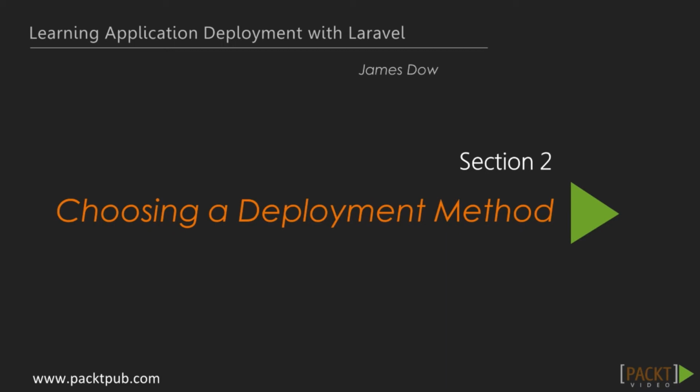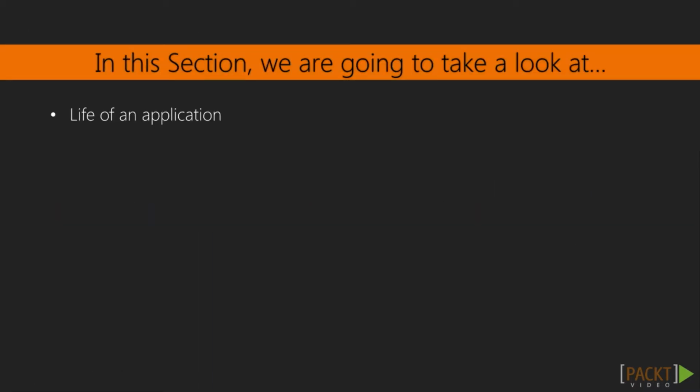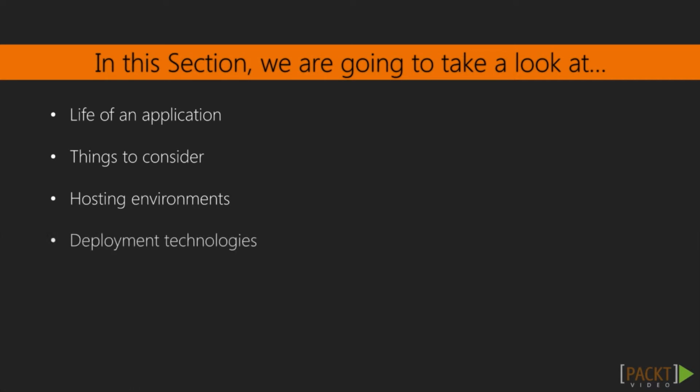Welcome to Choosing a Deployment Method, which is the second section of learning application deployment with Laravel. In the previous section, we became more familiar with expectations and files for the video course. In this section of the course, we'll learn how to choose the proper deployment method and technologies for our project needs. We'll briefly learn about the life of an application from beginning to end. We'll navigate through some of the basic considerations when choosing a deployment method. We'll also take a look at what type of hosting environments are available. And then we'll finally wrap this section up by talking about the different tools out there, built with deployment in mind.